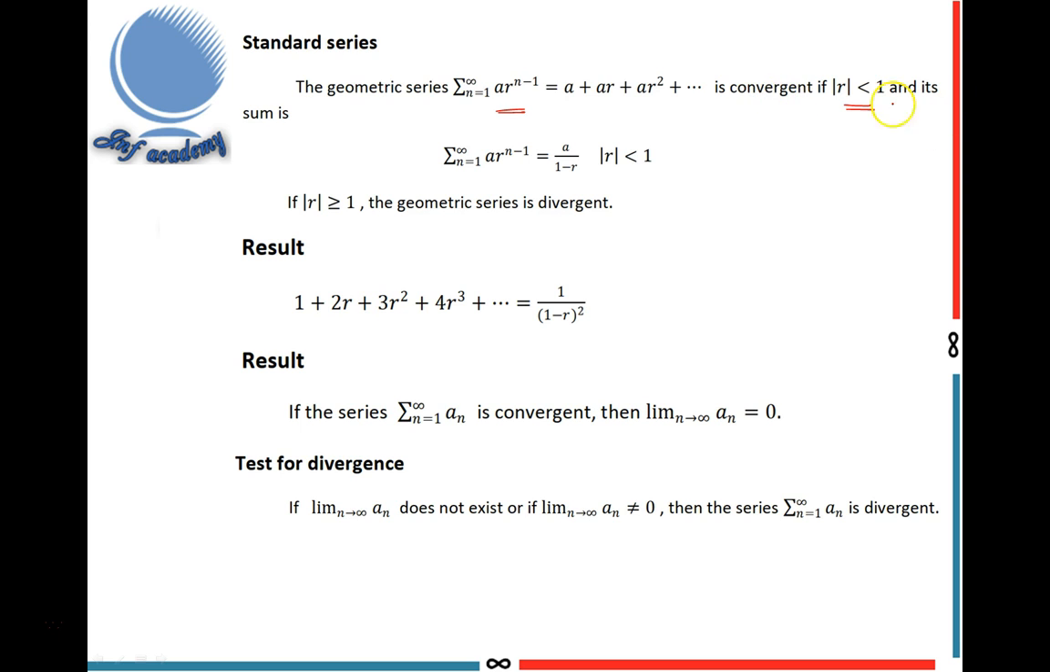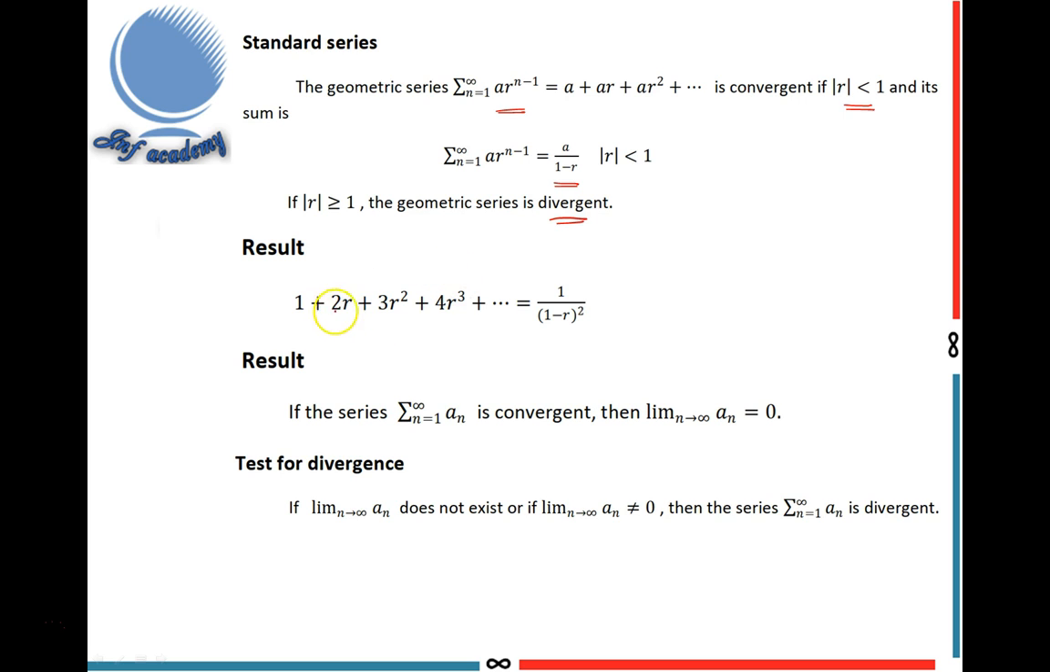If it is convergent, then its sum, sigma n equal to 1 to infinity a r power n minus 1, equals a by 1 minus r. This is the formula for finding the sum of the geometric series. Suppose it is convergent, then only use the formula a by 1 minus r, if modulus r is less than 1. If modulus r is greater than or equal to 1, then the geometric series is divergent. So you don't know the sum, because the series is divergent. So the geometric series is convergent if modulus r is less than 1 and divergent if modulus r is greater than or equal to 1. This is the standard result.